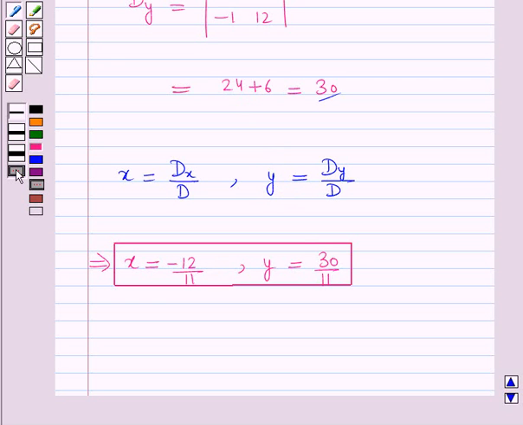So in this session, we have learnt about determinant solutions of linear equations by Cramer's rule. And this completes our session. Hope you all have enjoyed the session.